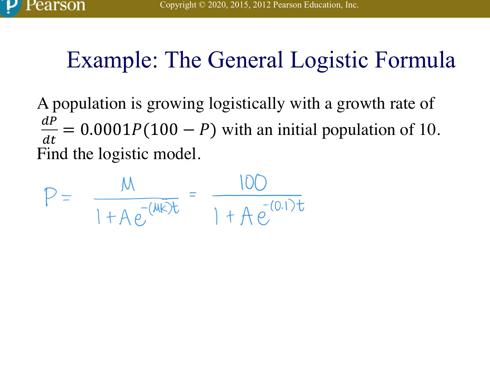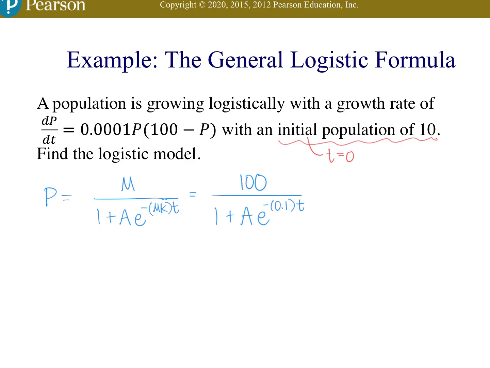I can find my A with my initial condition population. So I was given the initial population is 10. So 10 is the value for P, but initial implies that I'm plugging something else in for something else. What am I plugging in for initial? Because I have to have a pair of numbers to plug in. Plugging in 10 for P, what else am I plugging in? 0 for T. Okay, that's what initial means. Initial means that T has to be 0. No time has gone by.